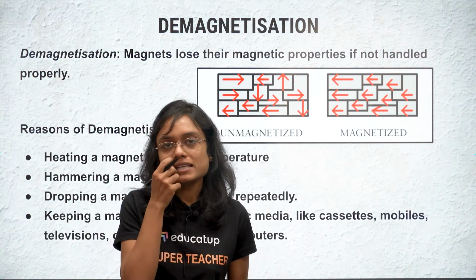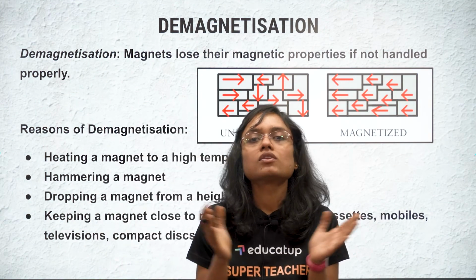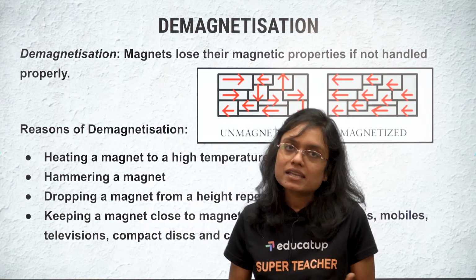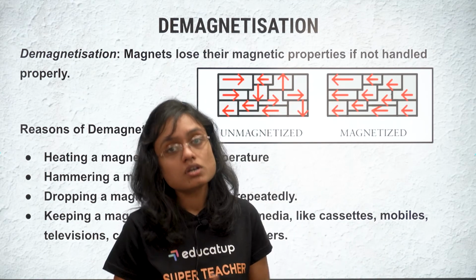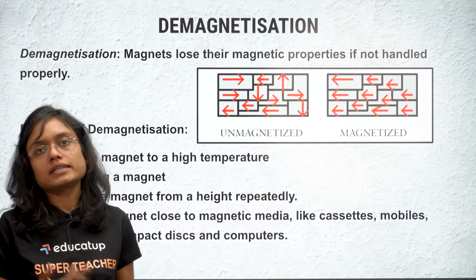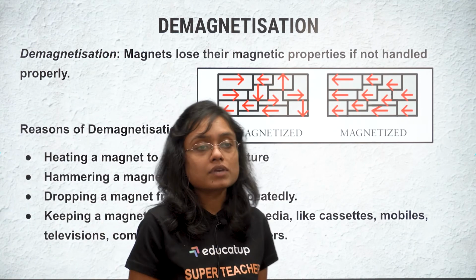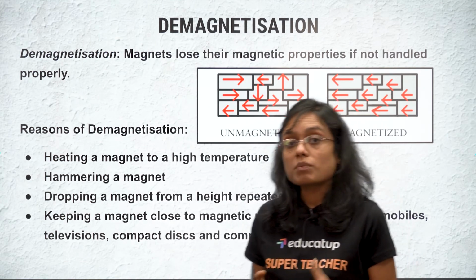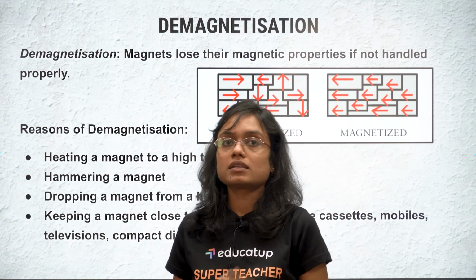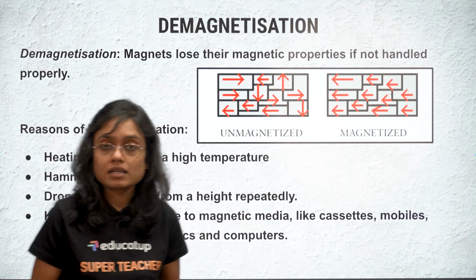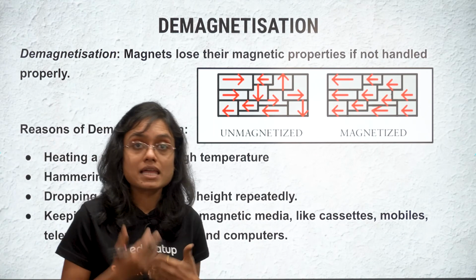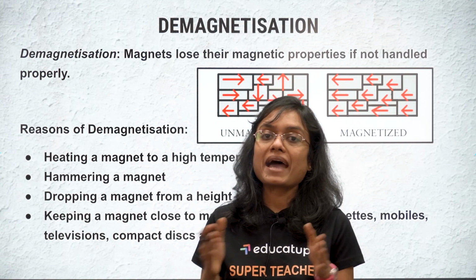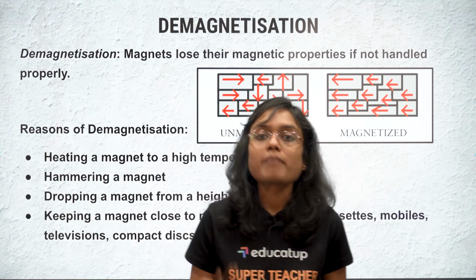Demagnetization. Demagnetization means when magnets lose their properties because they are not kept properly, they are not handled properly, so they tend to lose their magnetism. And why does it happen? Heating a magnet to a very high temperature, when there is a lot of heat, magnets tend to lose their magnetic property. Sometimes due to hammering a magnet, that means continuously beating a magnet into pieces, it will lose its magnetism. Dropping a magnet from a very high place, it will lose its magnetism. Keeping a magnet close to other magnetic devices like cassettes, computers, television, it will lose its magnetism. So demagnetization means the tendency of a magnet to lose its magnetic strength, to lose its magnetism.